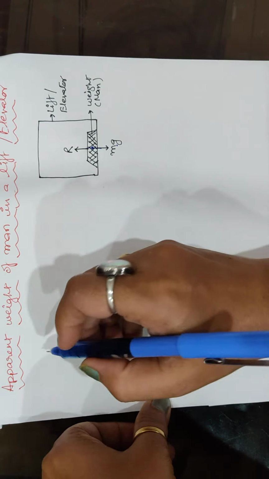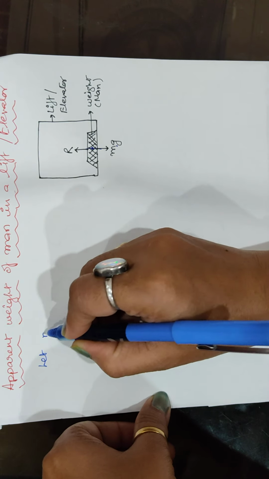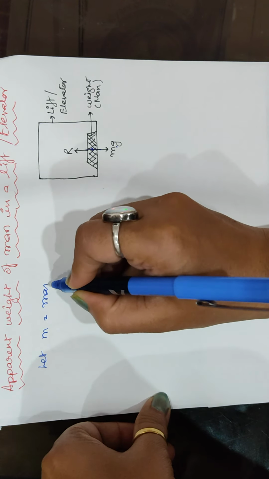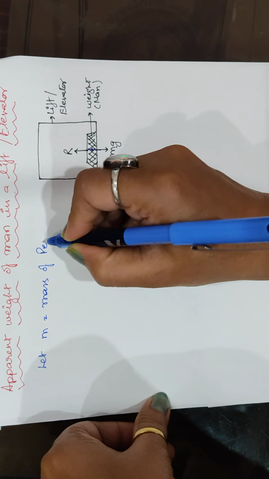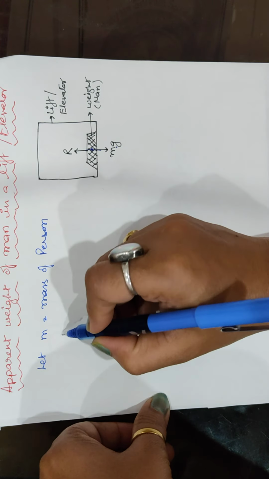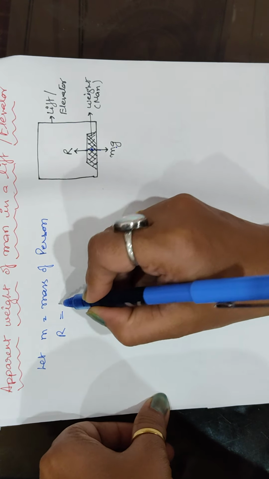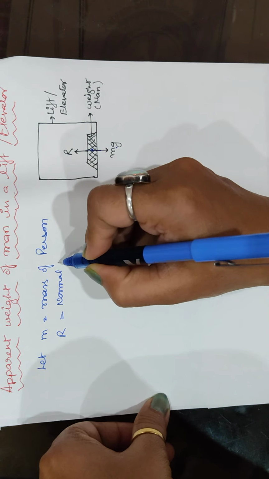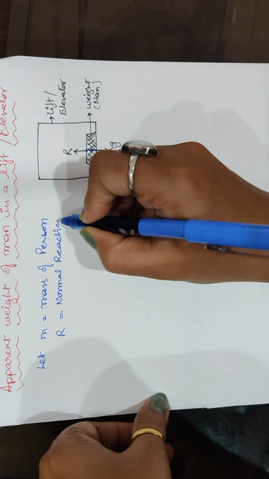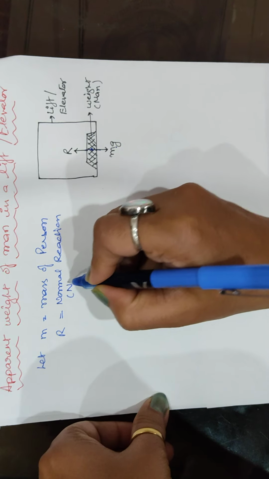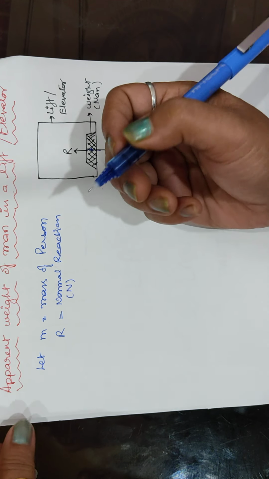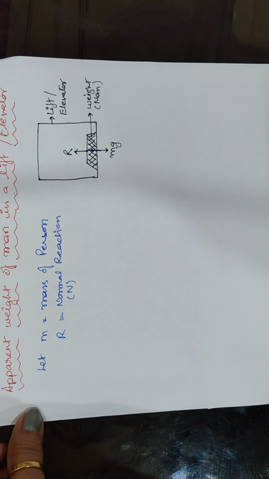Now we can take it. Let M be the mass of the person and R is the normal reaction. It can be denoted by letter N also in some books. Whatever you feel comfortable, you can use it.